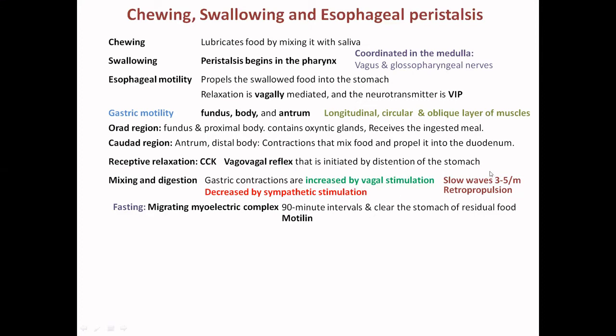And in the stomach, we know that the slow wave frequency is 3 to 5 per minute. And in the antrum region, there is retropropulsion. It means the sphincter present on the orad region as well as on the caudad region of the stomach, both are closed. But the food will move forward and backward by the contraction of the stomach muscles in the antrum region. So this is known as retropropulsion, and this is decreased by sympathetic stimulation.